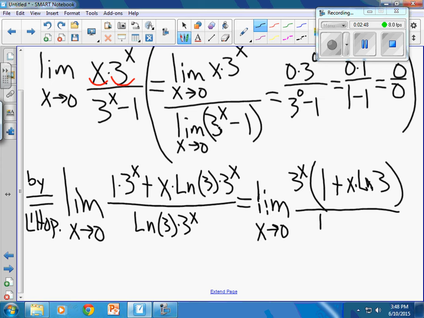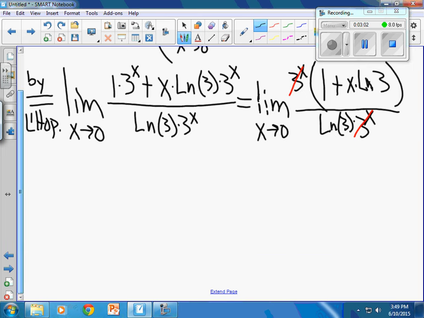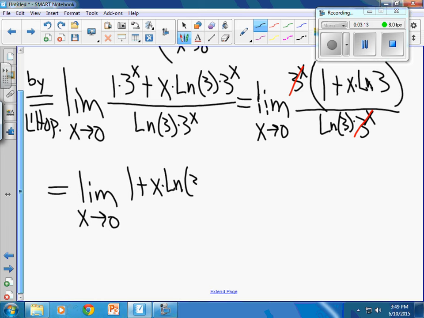Divided by the denominator, we still have the natural log of 3 times 3 to the x. However, now we can cancel those factors of 3 to the x in the numerator and denominator. Once we do that, we now have left the limit as x goes to 0 of 1 plus x times the natural log of 3 divided by the natural log of 3.